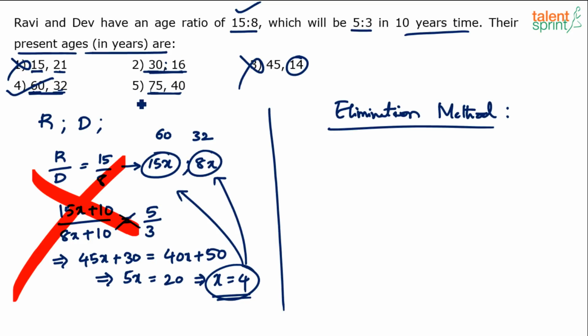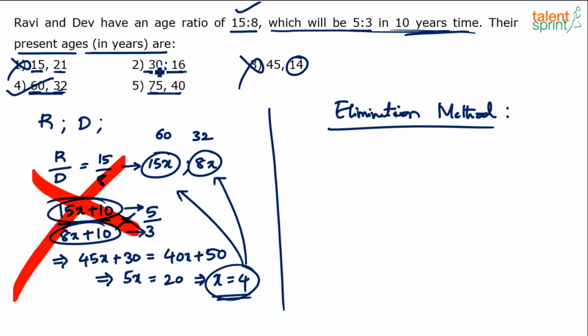Now, how do you verify which of these 3 is correct? Use the second condition. What is the second condition? The second condition tells that after 10 years, the ratio would become 5:3. Or basically, after 10 years, Ravi's age will be a multiple of 5 and Dev's age will be a multiple of 3. That's the idea. After 10 years, Ravi's age should be a multiple of 5. After 10 years, Dev's age should be a multiple of 3. Let's check this now in the remaining 3 options.